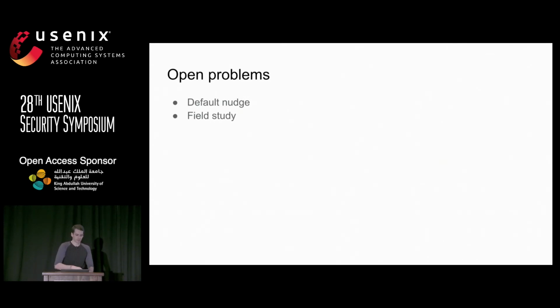However, there are still lots of questions and open problems. One interesting question is the default nudge, which is a very popular nudge in the literature. It basically presents the better option per default. And we implemented this in Stack Overflow by reordering search results based on security, such that people would see the better option first.